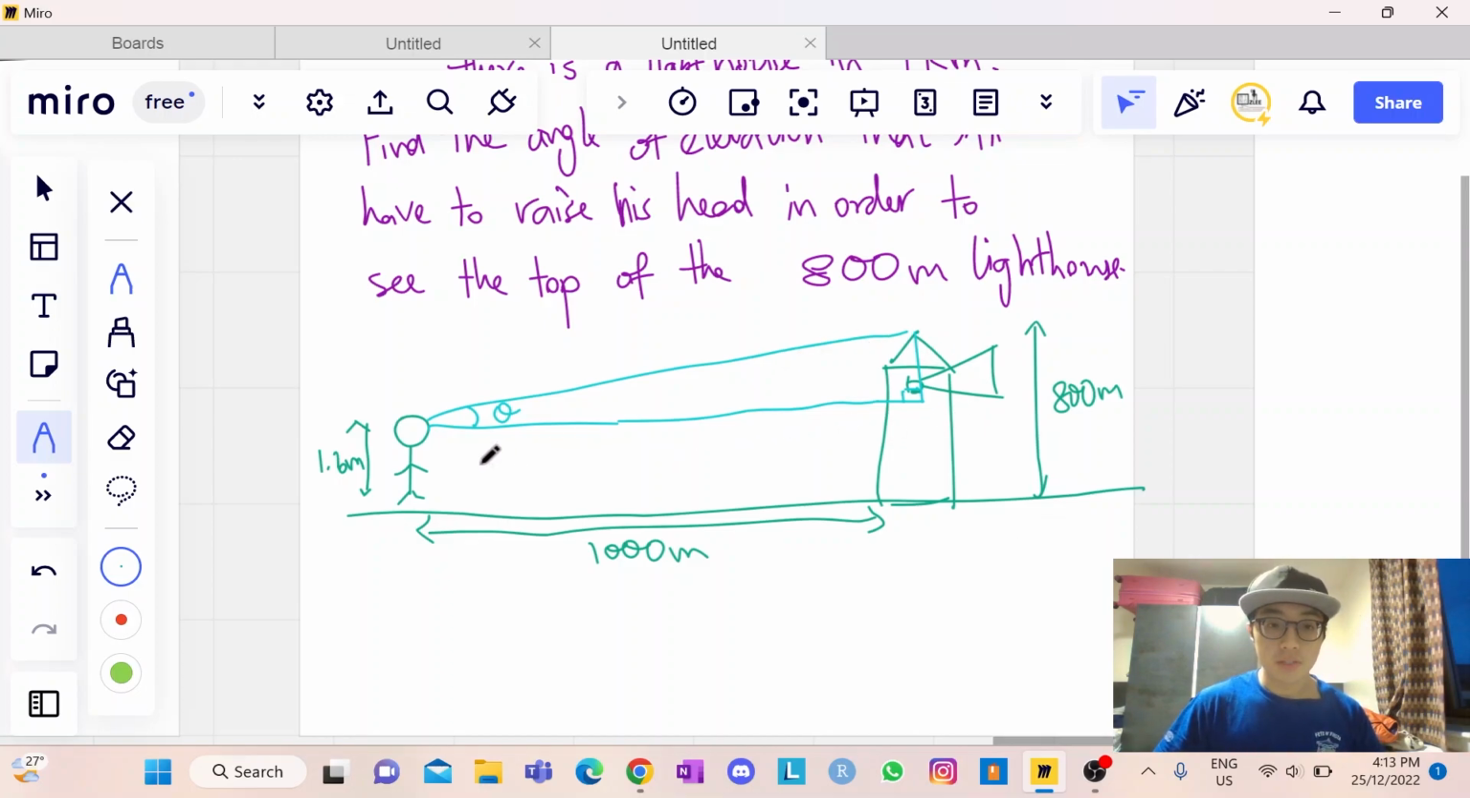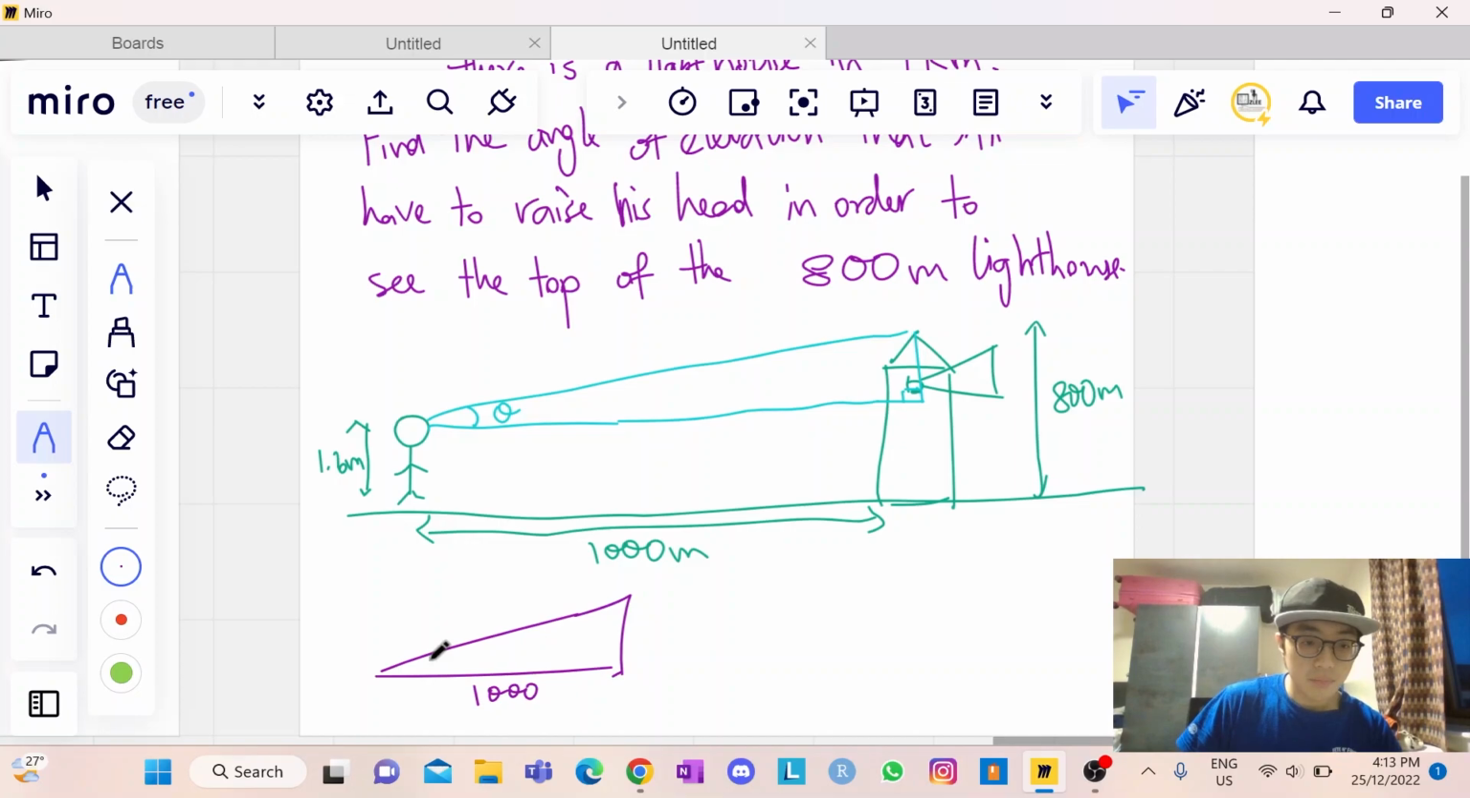So how do we solve this? First thing first, you need to minus out the distance here because we are using eye level and not from the bottom. If we transfer the triangle out here, this is going to be 1000. This is the theta we want to look for. And this side will be 800 minus 1.6 meters, so this is going to be 798.4 meters. This is very important because usually in exams they like to ask this kind of question, and a lot of people will miss out the height of the viewer. It is very important to minus the height of the viewer from the total height.